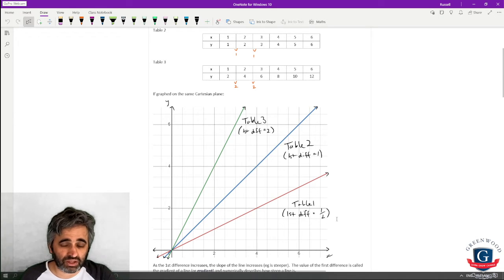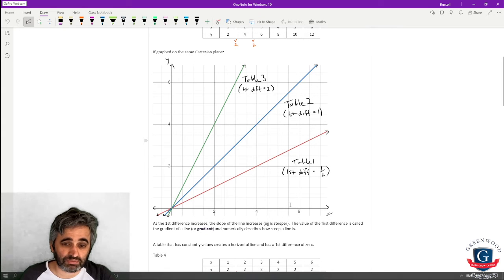Now in maths we try to be precise, so rather than saying steep and less steep, we can say it has a gradient of 2, or a gradient of 1, or a gradient of a half. The word gradient, and this number which is related to the gradient, describes slope.